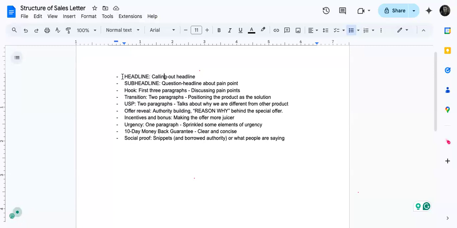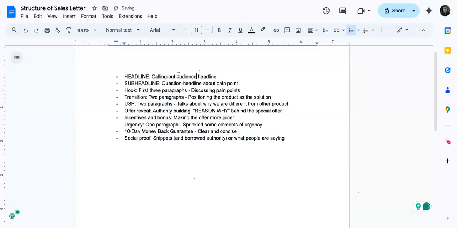I can pick this particular structure right now, and let's say I have a client in, what industry? Let's say I have a client in energy or something like that, and I want to write a copy for them. I can just pick this framework right now and just start writing under it. So, headline, calling out audience.